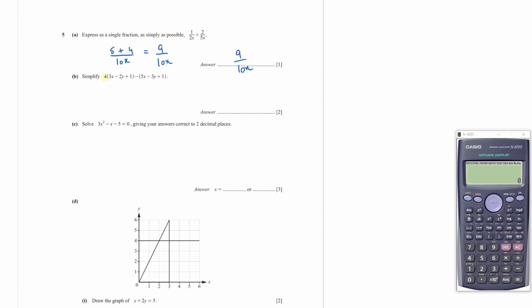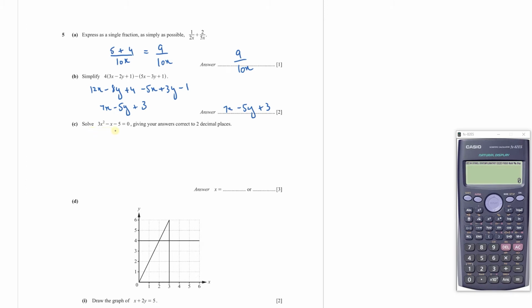Simplify this expression. So I can open the bracket. If I multiply this 4 inside, I will get 12x minus 8y plus 4. And then if I open this bracket, this minus will be multiplied. So I'll get minus 5x plus 3y minus 1. So 12x minus 5x will be 7x. Minus 8y plus 3y will be minus 5y. Plus 4 minus 1 will be plus 3. So 7x minus 5y plus 3.